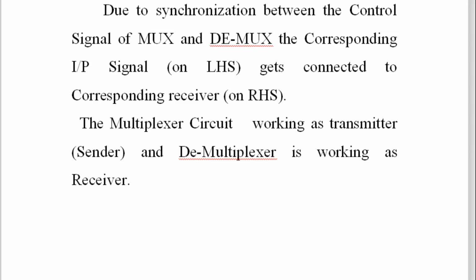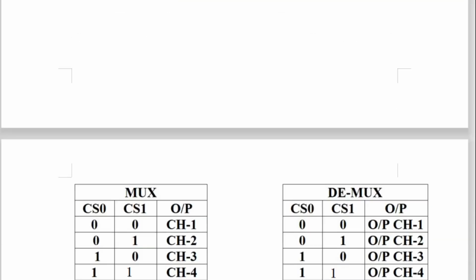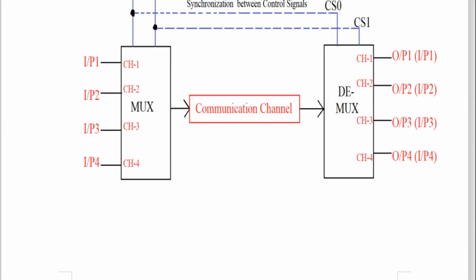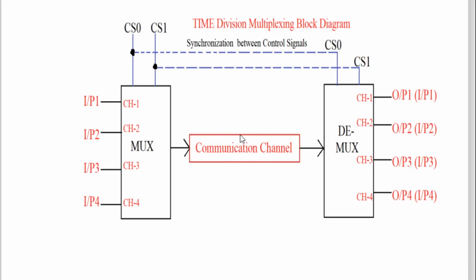It receives the information and passes it to the corresponding output channel. Now here the question comes: for how long will input one stay connected to the communication channel, and who is going to decide that? Here it is a very simple thing. This multiplexer has two control signals, namely CS0 and CS1.